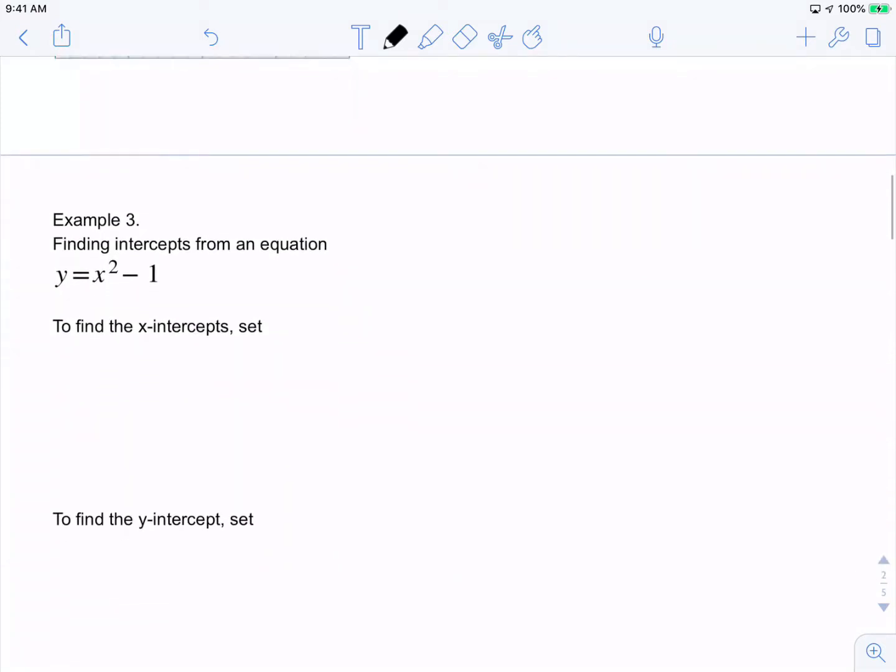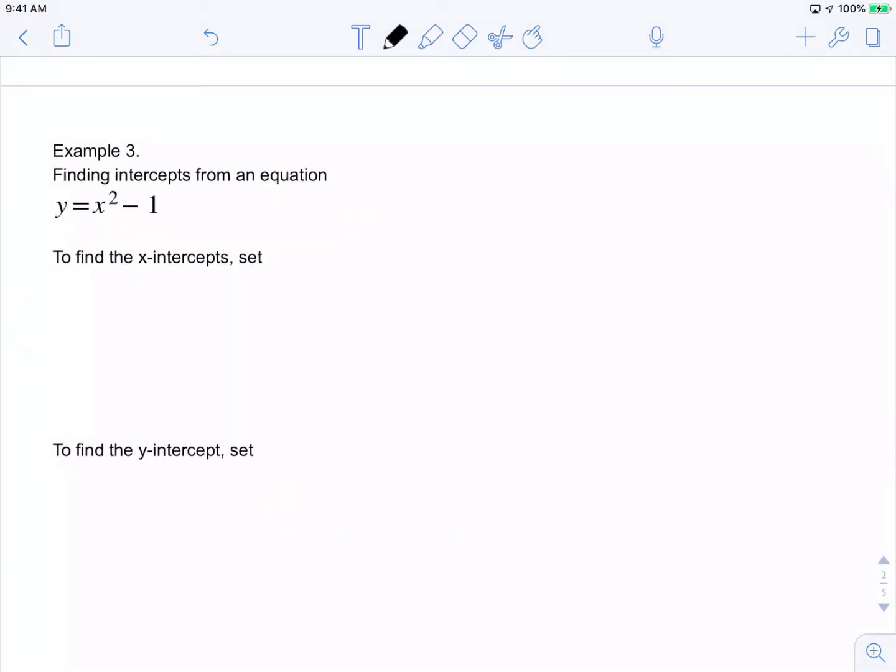All right. Using that same example, we're going to actually find this algebraically. To find the intercepts of an equation, y is equal to x squared minus 1, to find the x-intercept, we're going to set y equal to 0. So that means in our equation we're going to get 0 is equal to x squared minus 1. That's a difference of squares, and so we can factor that to get this.